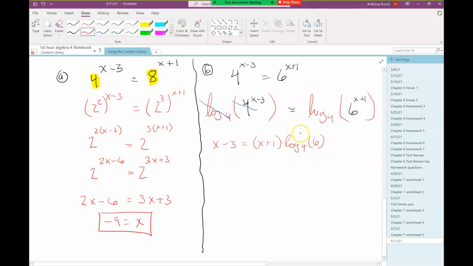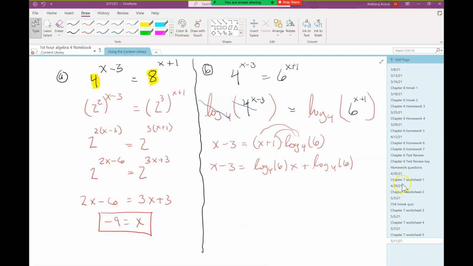So what I'm going to do here is I'm going to distribute that number through the parentheses. So x times log base 4 of 6 is just log base 4 of 6 times x, right? Everybody's okay there? And then we have plus log base 4 of 6.